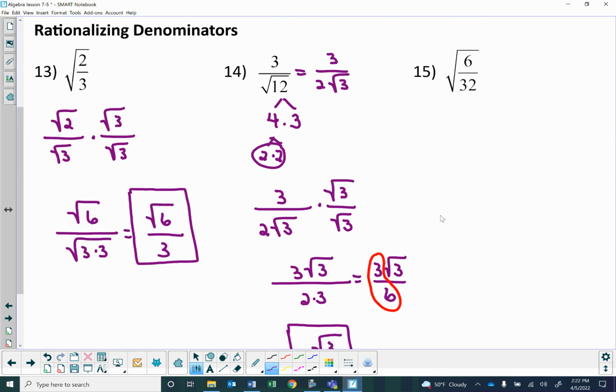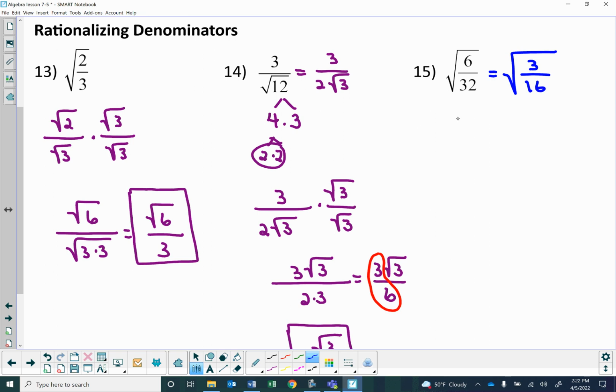Okay, let's look at number 15. If I look at number 15, I've got the square root of 6/32. Well, 6 over 32 does reduce. 6 doesn't divide into 32, but I know they're both divisible by 2. So if I simplified this, 2 divides into 6 3 times, 2 divides into 32 16 times.